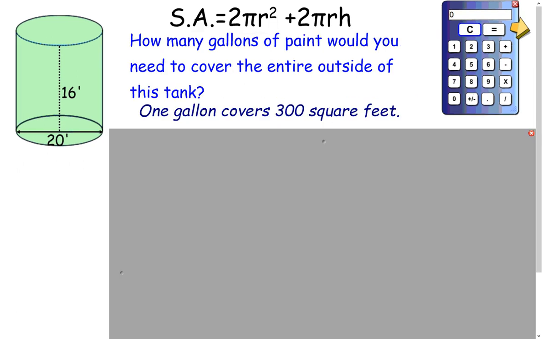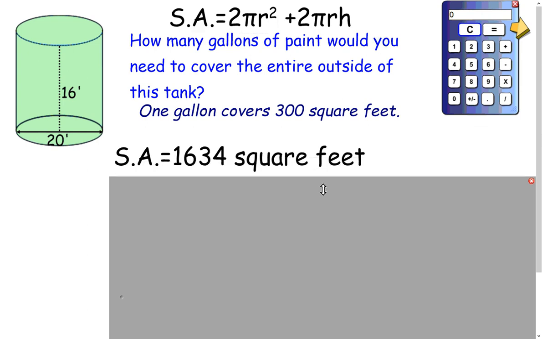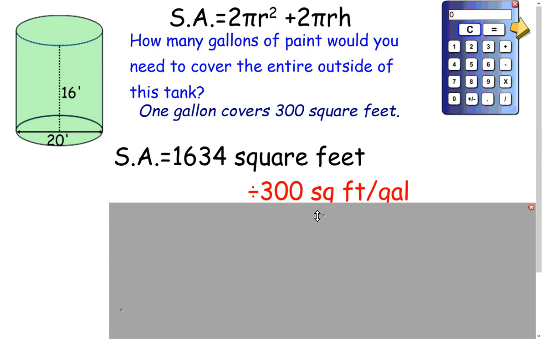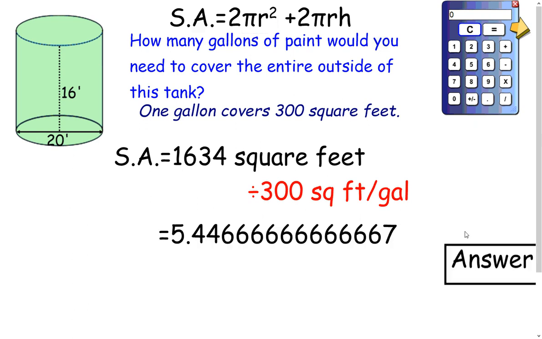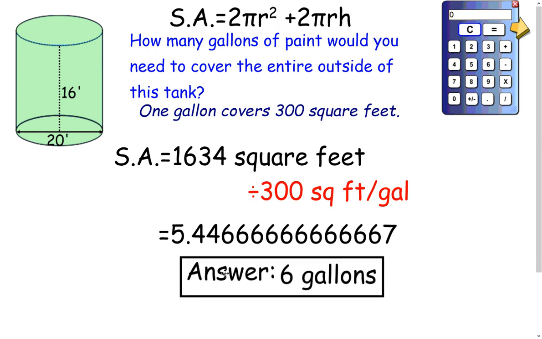So we take this, and the next question is how many gallons of paint would you need to cover this tank? We want to cover the entire tank with paint. One gallon of paint covers about 300 square feet. So we have our surface area of 1,634 square feet that we calculated in the last problem. We divide it by 300 square feet per gallon, and the square feet are going to cancel out, and you're going to end up with gallons. And we get an answer of 5.446 repeating gallons, and you can't buy parts of a gallon at the store, so you're going to have to round up and get 6 gallons.